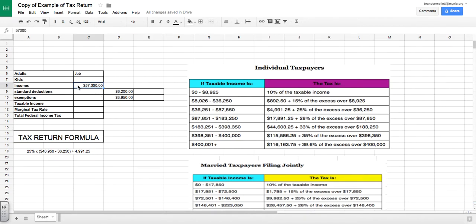So let's say this was the amount of money that was left on his W-2 form. What he is trying to do is get this amount down to zero as close as he can, so he doesn't have to pay any extra taxes.